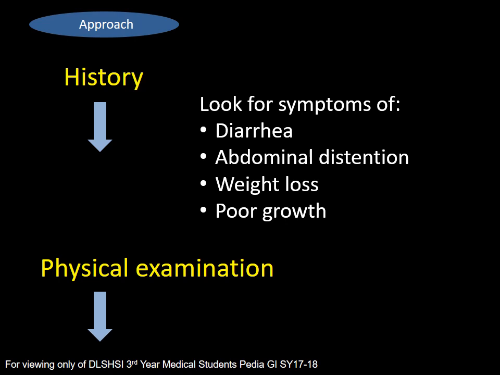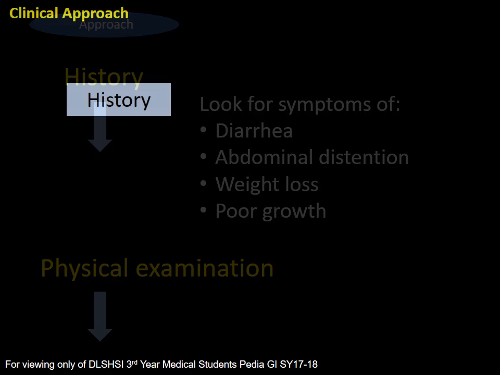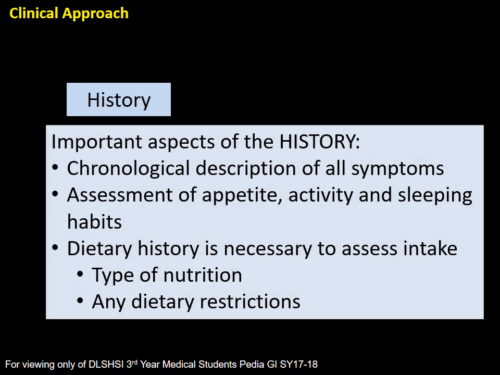Let us further discuss important points in the history. The following are the important aspects to look at in the history: the chronological description of symptoms, assessment of the appetite, activity, and sleeping habits, and dietary history is necessary to assess intake prior to and during the malabsorption syndrome.